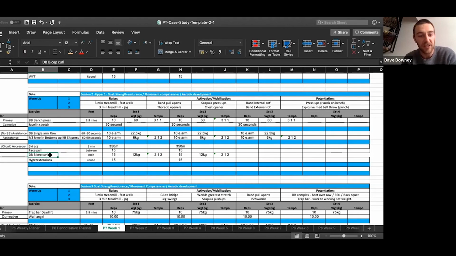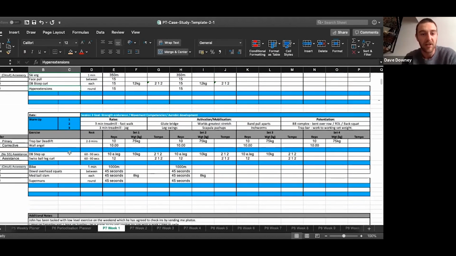The long head of the bicep actually attaches up into the shoulder area as well, so it is a nice one for stability in your shoulder. And then hyperextension. Again, we're targeting that posterior, we're targeting the lower back, and we're all encompassing it into a circuit style for his aerobic development.